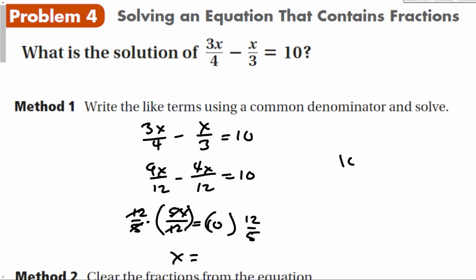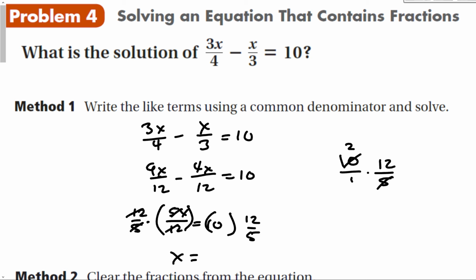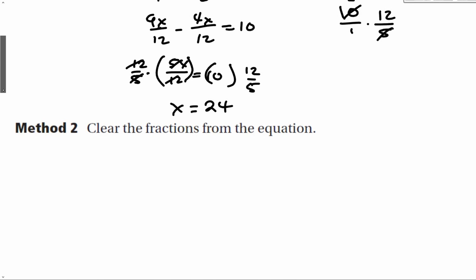The better way to do this, though, when I multiply these two numbers together, especially if we're not using a calculator, is to cancel this 5 with one of these to make that a 2. And now all I have to do is multiply 2 times 12, which is 24. Let's look at the next method.